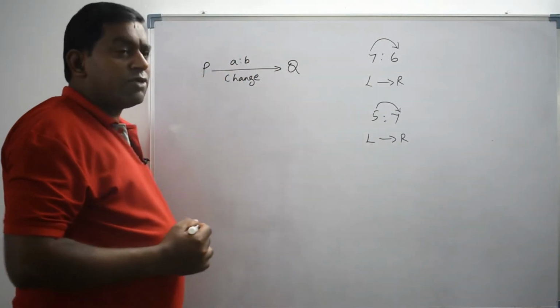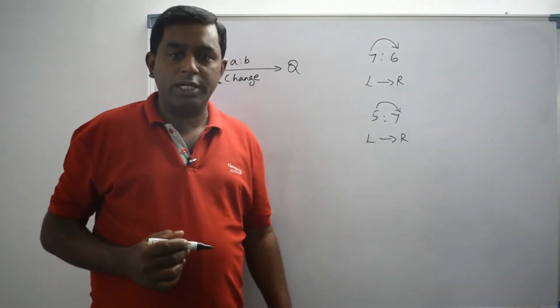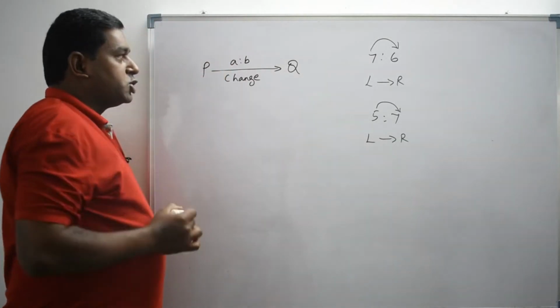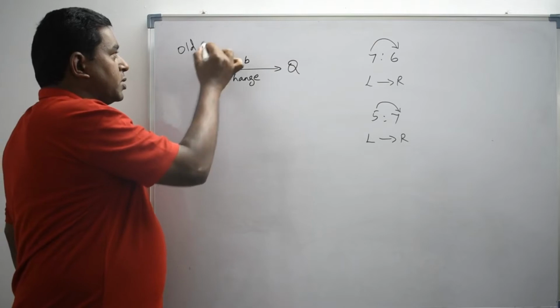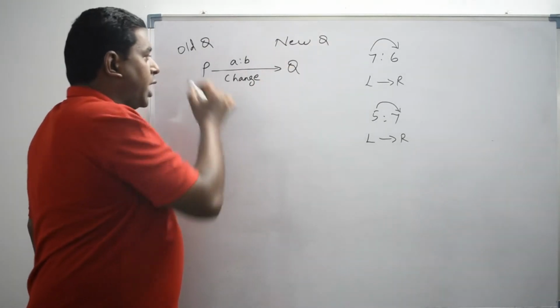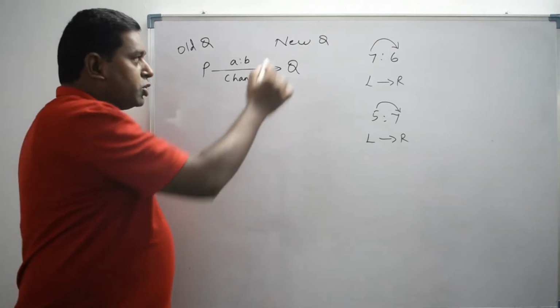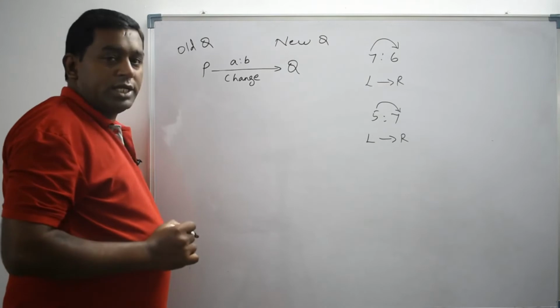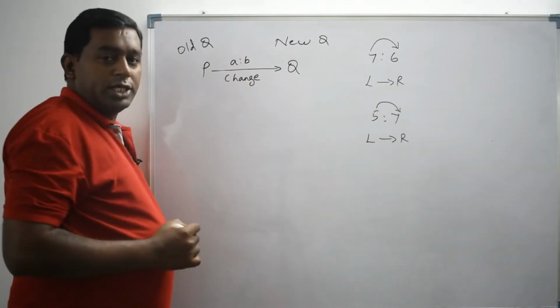Okay, now let's look at the formula to find the new quantity, I mean the quantity after change. Here the old quantity is P and the new quantity is Q. Now I know the old quantity, I want to know the new quantity that we receive after the old quantity is changed in the ratio A is to B.